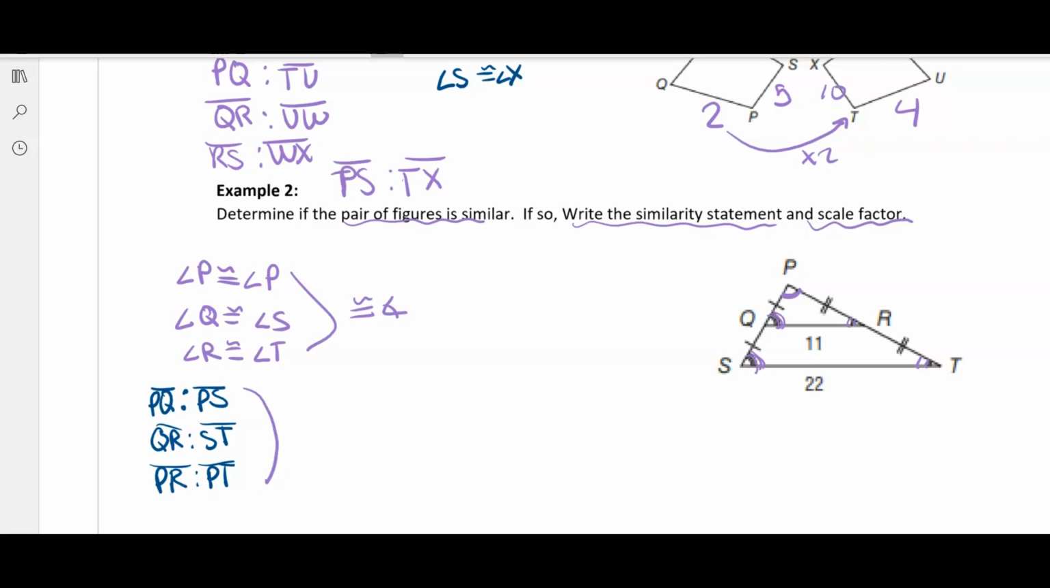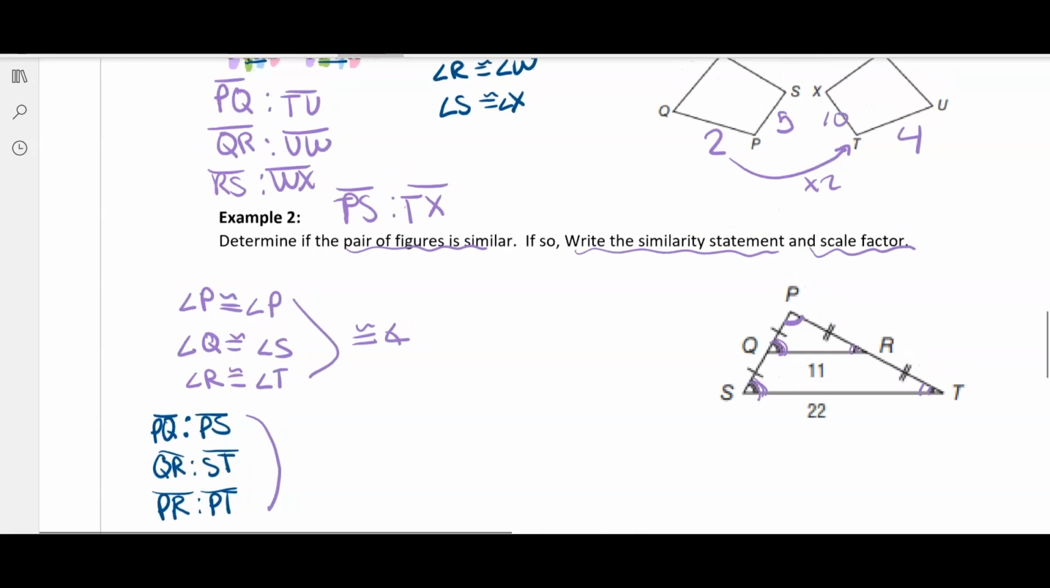So if I go from P to Q, then I know that P to Q would be P to S in the other triangle. So I'm going to go ahead and write that triangle similarity statement. So it's going to be triangle PQR is similar to triangle TST. Notice I did P, then Q, then R, and then P, then S, and then T. So even if you write just the angles out in this order, just go with that order to write your similar statement.